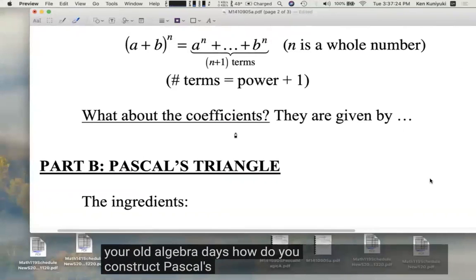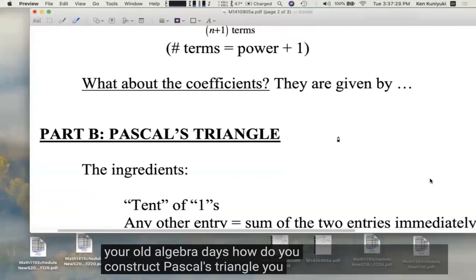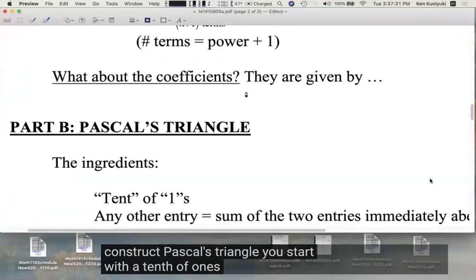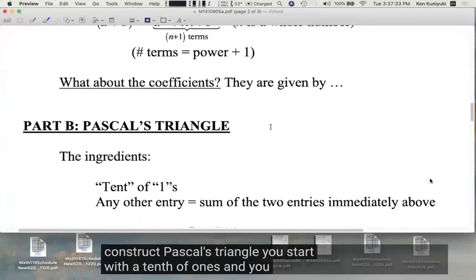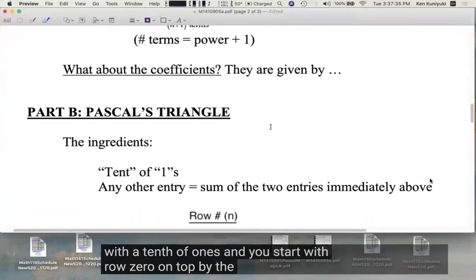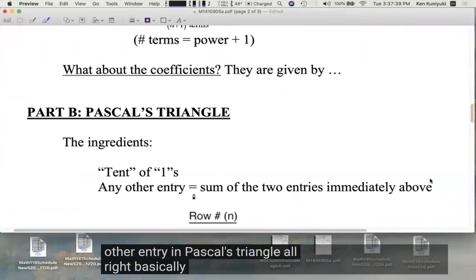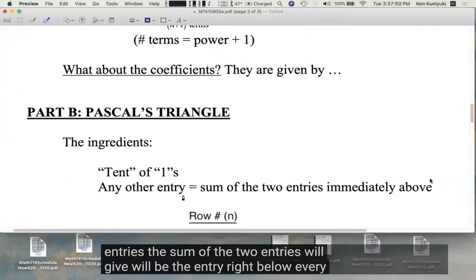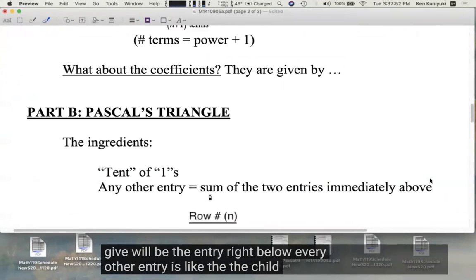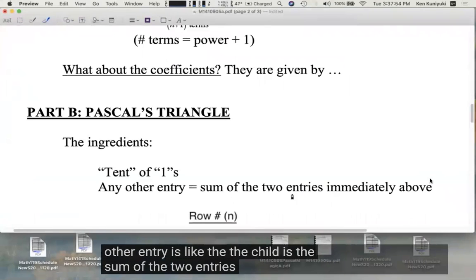How do you construct Pascal's triangle? You start with a tent of ones, and you start with row 0 on top, by the way. And for every other entry in Pascal's triangle, basically the way to look at it is that every time you have 2 consecutive entries, the sum of the 2 entries will be the entry right below. Every other entry is like the child, the sum of the 2 entries immediately above.